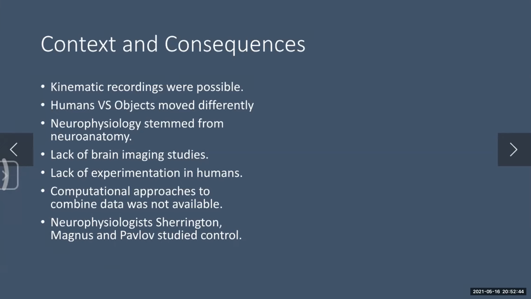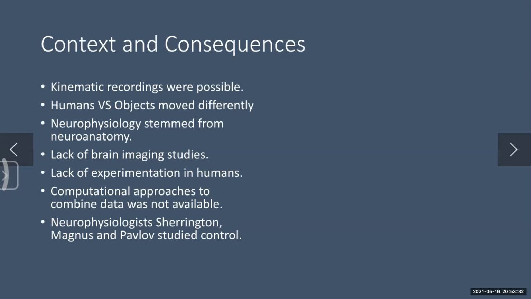They implicitly assumed that humans move differently than objects. So their primary aim was to study how the living system was moving. They were not looking into how normal objects which did not have life were moving. And neurophysiology basically stemmed from neuroanatomy. There was a lack of brain imaging studies to better understand the functioning of the brain, and a lack of experimentation in humans, as I said. And computational approaches: if a large set of data was there, it was very difficult for them to combine the data and look into it. We all know that whenever we look into bits and pieces of information, it might be different. When we combine everything, it might be entirely different, right?